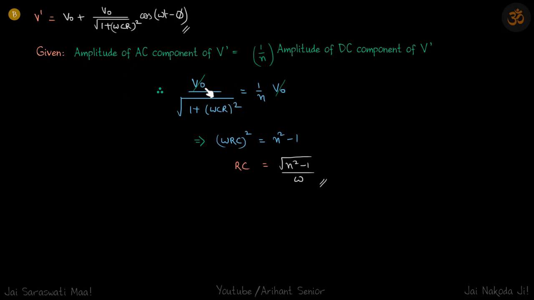The amplitude of the alternating voltage component, which is this, is equal to 1 by n times the amplitude of the DC component. Since it's DC, it's constant, so that's V0. So n is equal to this thing. So n square will be this, and you just solve that and you will get RC to be root of (n square minus 1) by omega. All right.